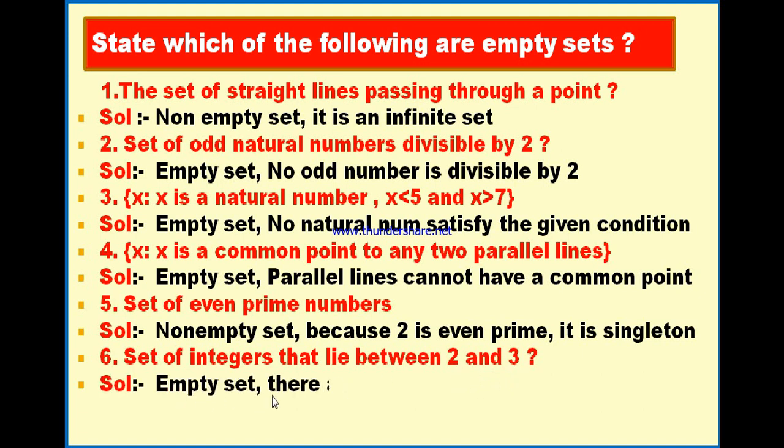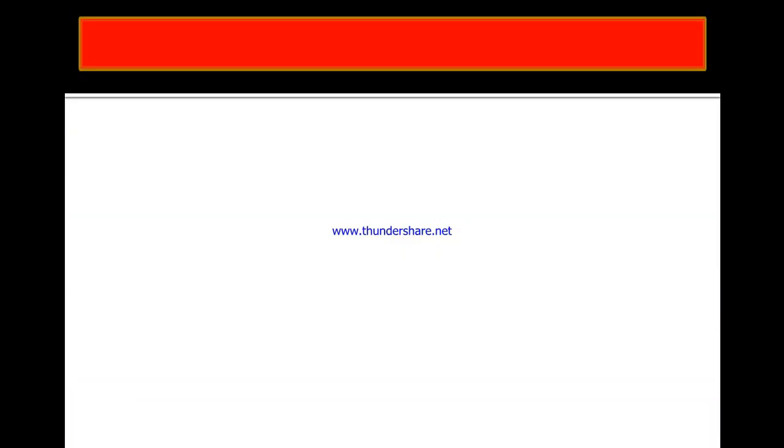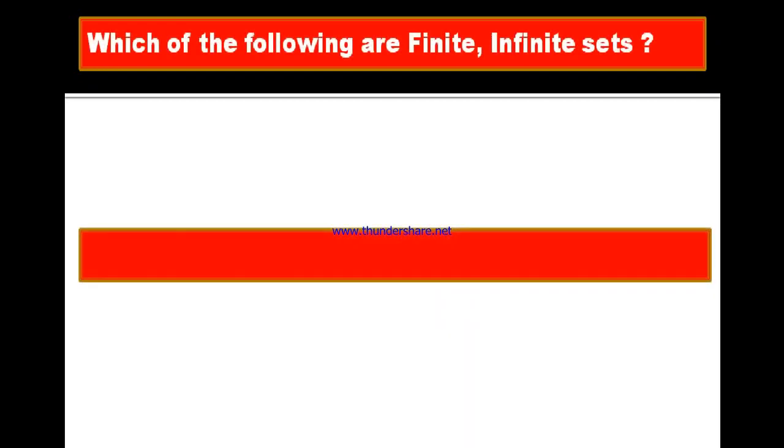Therefore, again it is an empty set. There is no integer between 2 and 3. It is an empty set. And now, let us check whether the given sets are finite sets or infinite sets.